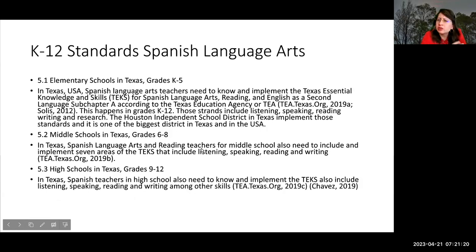So now we're going to take a short look at the Spanish language art standards, which are very similar to the ones in English, okay? You see elementary, middle school, and high school. They want us to teach listening, speaking, reading, and writing skills. This is according to the Texas Essential Knowledge and Skills provided by the Texas Education Agency, okay?